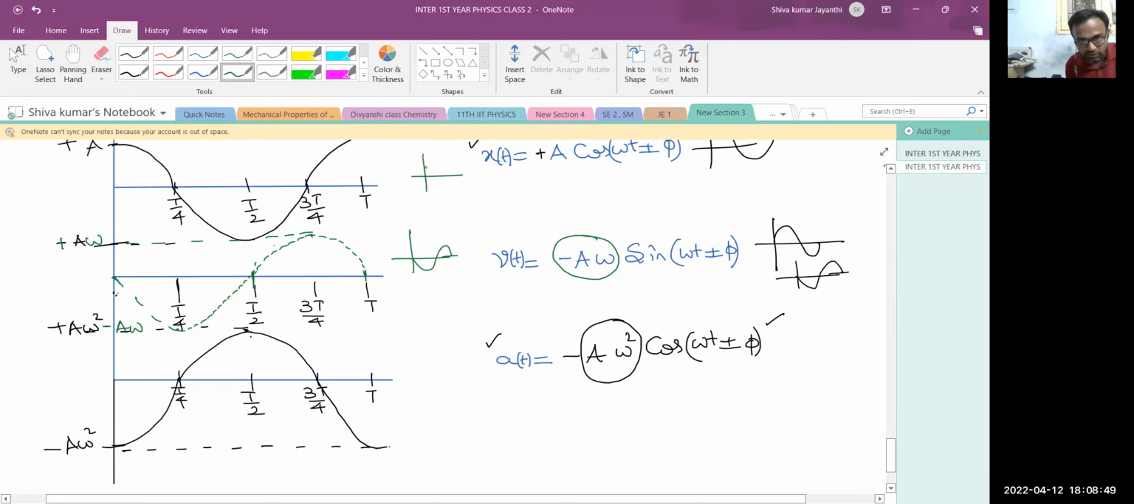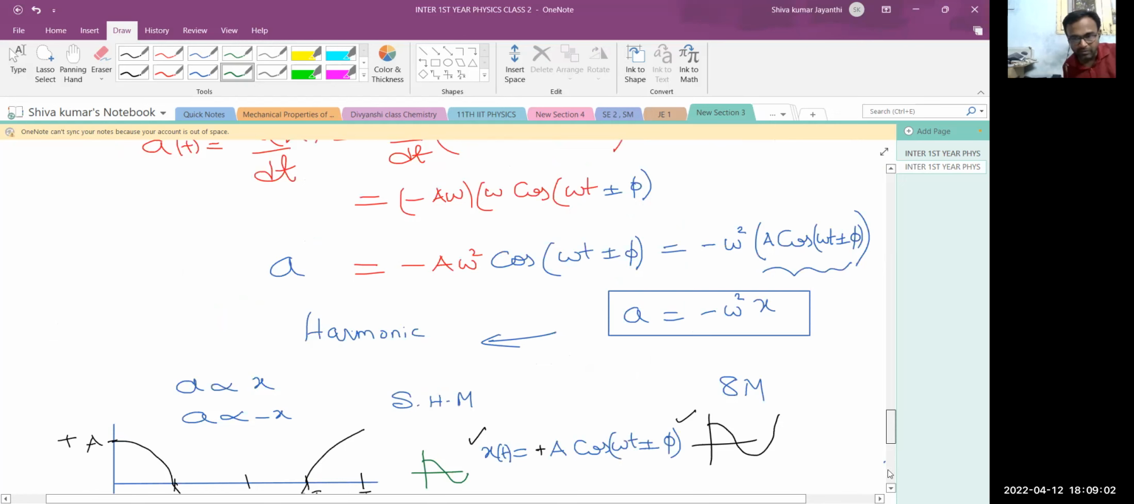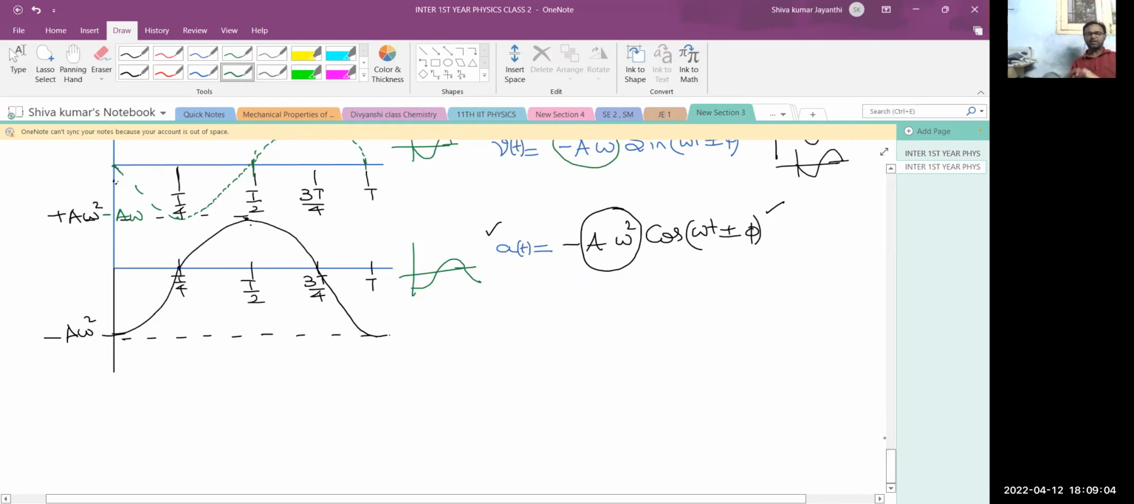This is your cos wave. And this is your reverse cos wave. That's all. Understood? Is that clear? So we plotted all the waves: sine wave, reverse sine wave, cos wave, reverse cos wave. Displacement, velocity, acceleration, all are done. Here, time period means what?